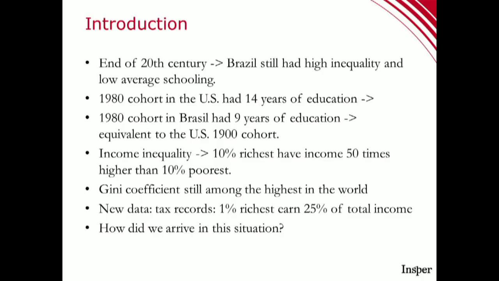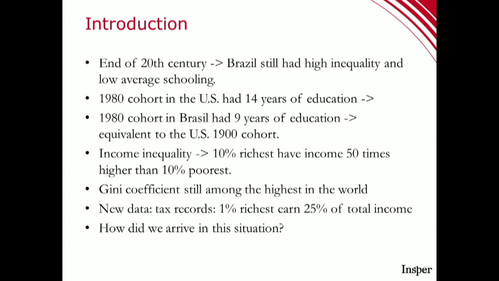One of the main features of Brazilian education is that it took a long time to evolve in a decent way. For example, the 1980 cohort, those born in 1980 here in the US, had 14 years of education, whereas in Brazil, it was only 9 years of education, which was what those born in 1900 in the US achieved. So Brazil was about 80 years behind the US in terms of education achievement. And this is one of the most important features that we all must keep in mind.